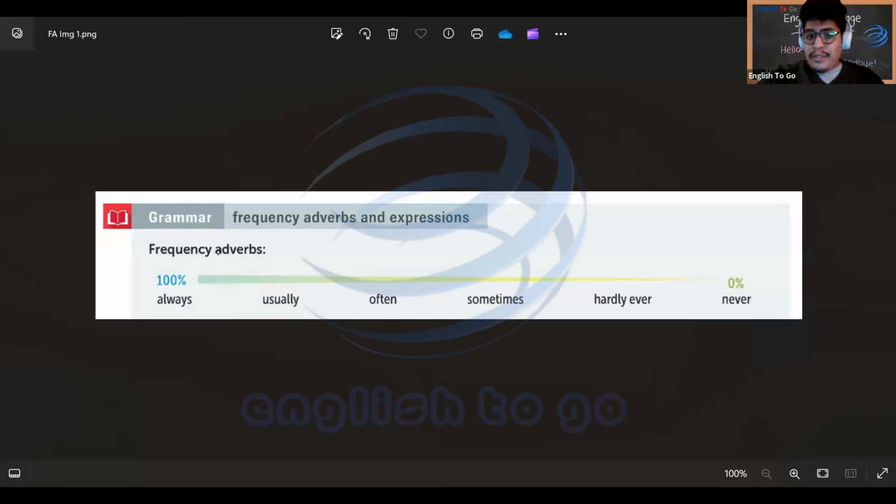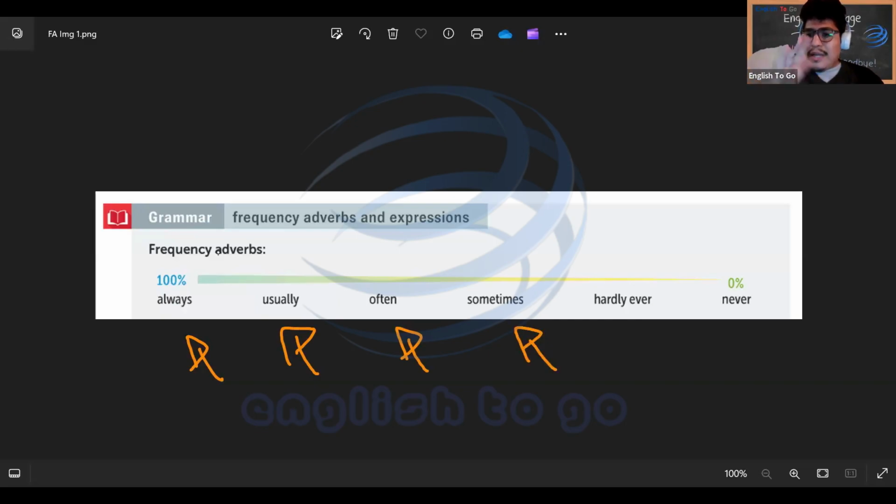We have always, usually, often, sometimes, hardly ever, and never. The frequency of each of these words is different, okay? Notice how always represents 100% of the times. It means it happens incredibly frequently. Then we have usually. It's a little less. Then we have often.